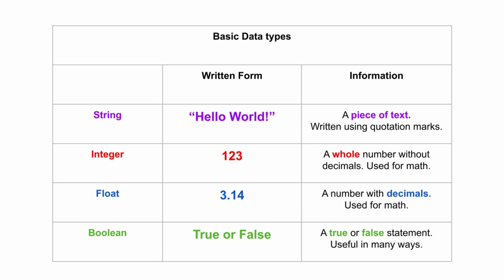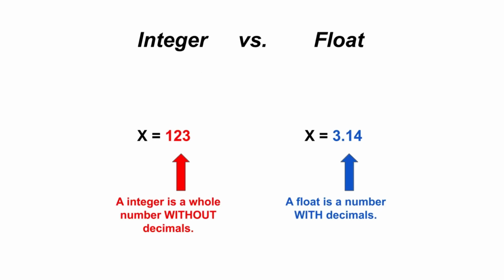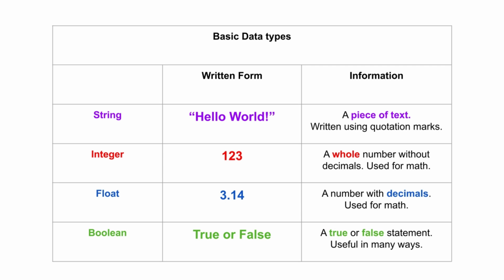A float is the opposite of an integer. It is a number with a decimal. The difference between integers and floats is that integers are whole numbers, while floats are numbers with decimals. They are not the same. And last but not least, we have Booleans. A Boolean is simply a true or false statement. We can use it to store a true or false value.